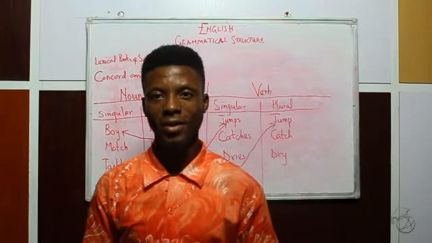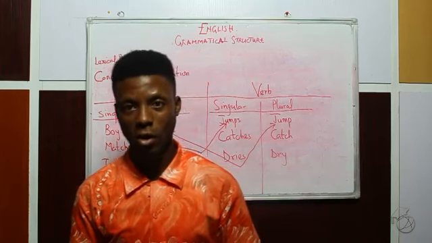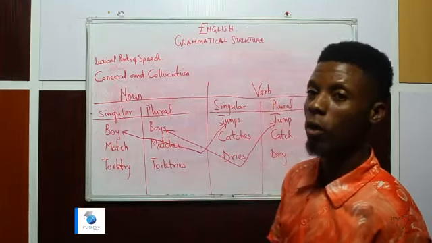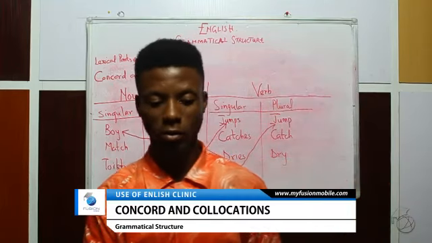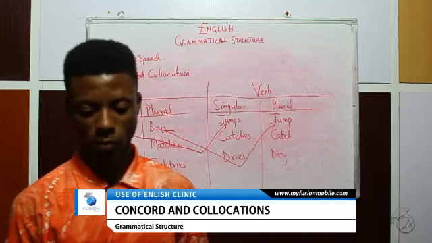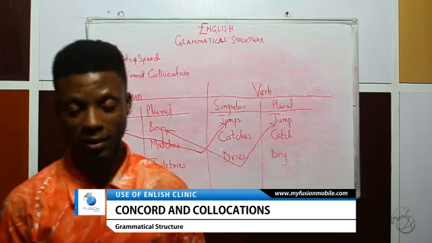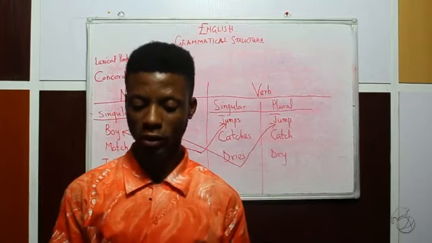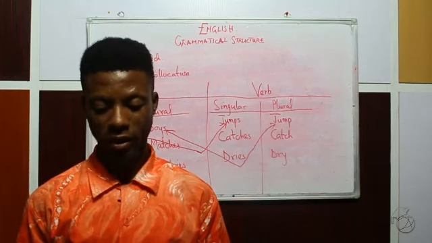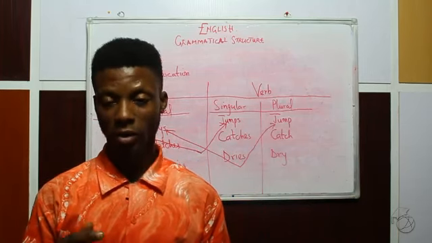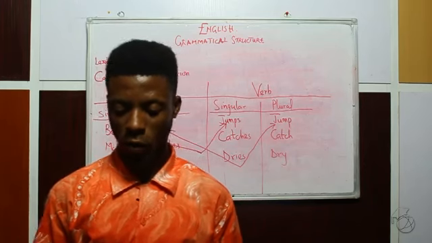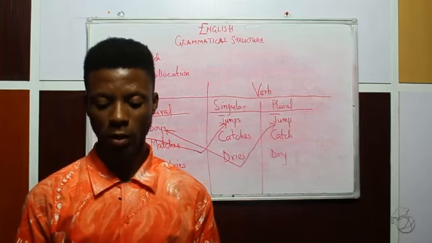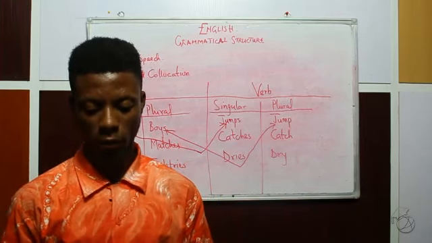Welcome back. Now we are going to be discussing Concord under the lexical part of speech. We are going to be discussing Concord and collocations. The word concord simply means agreement or harmony. It is the agreement which must exist between the subject of a sentence, whether a noun, noun phrase, or pronoun, and the verb. The rule of concord is that a singular subject must be followed by a singular verb, while a plural subject must be followed by a plural verb.